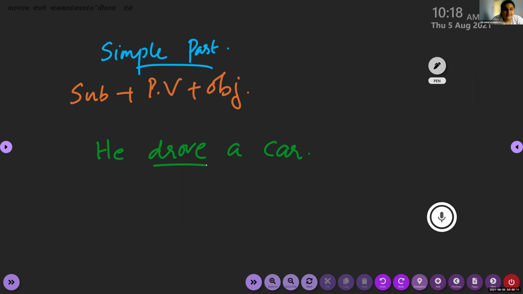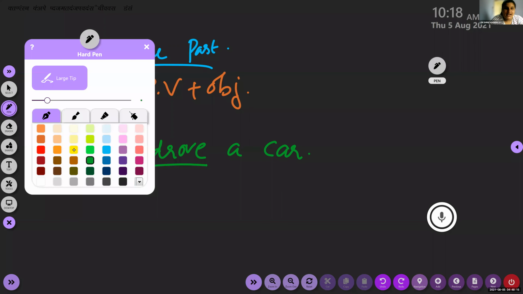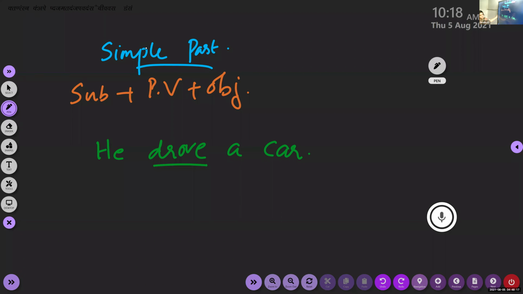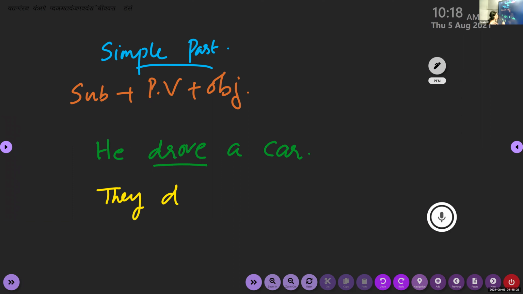Drove. Change the subject. They drove a car. Make it plural. They drove a car. Finite verb: drove. Okay. Now, Adityan.